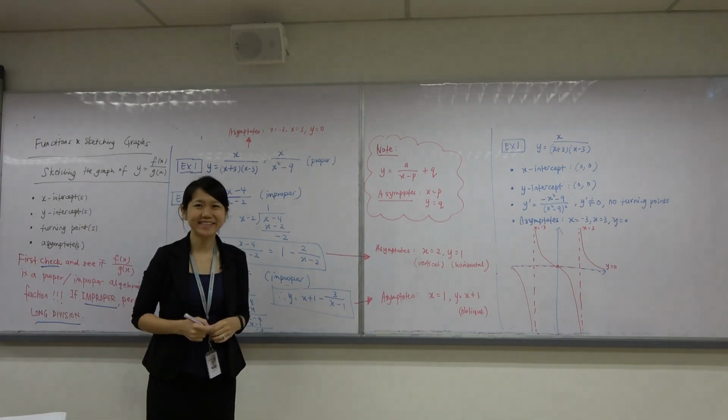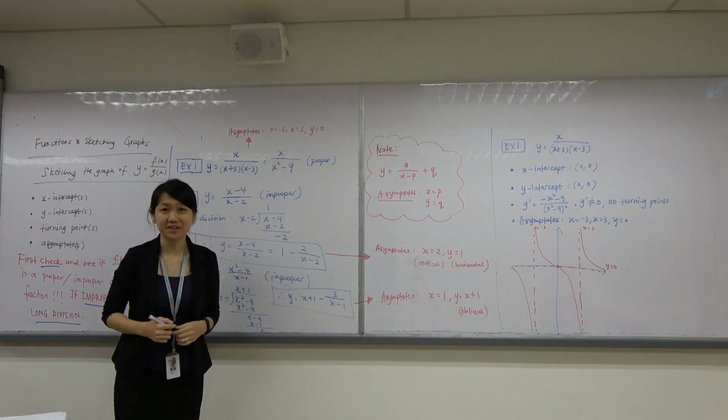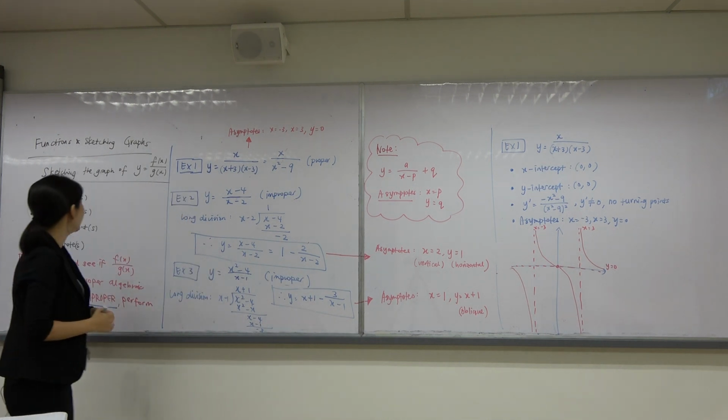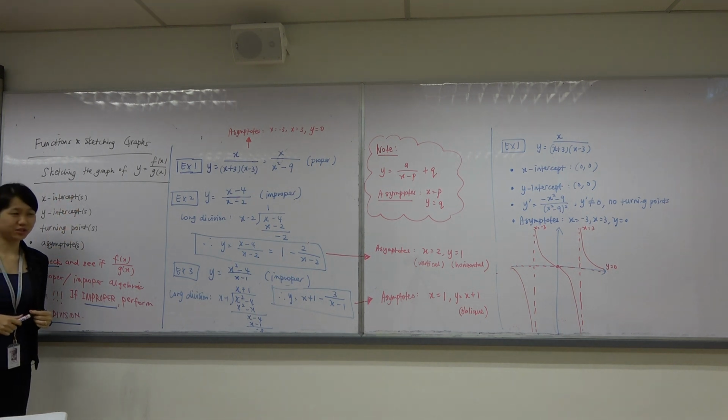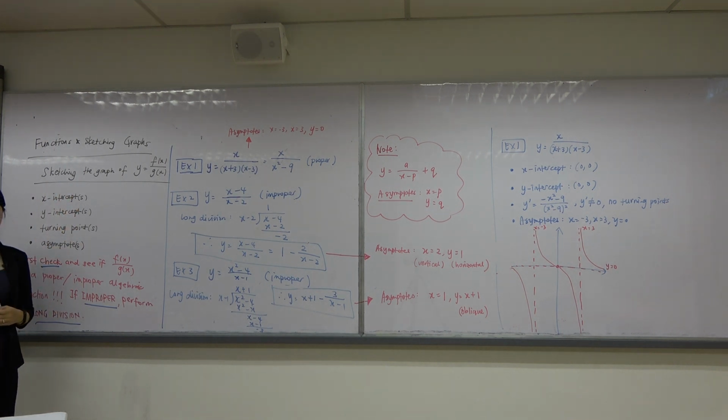Hi everyone, we are going to talk about functions and graphs today, and it will be on sketching the graph of y equals f(x) over g(x). There are 4 things that you will need to find in order to sketch the graph: the x-intercept, the y-intercept, the turning point, and also the asymptotes.